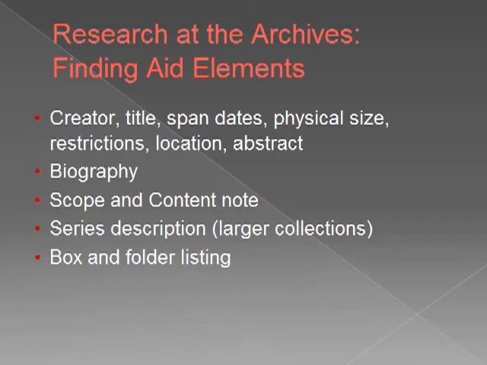Finding aids, it's a specific archival way of describing material. They all have very similar elements. They talk about the creator. There's a title of the collection. It talks about span dates, how big it is. It gives a biography or an institutional history. Talks about what you can expect to find in the collection, and then a box and folder listing.